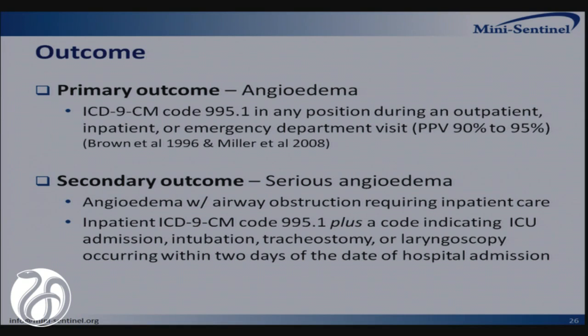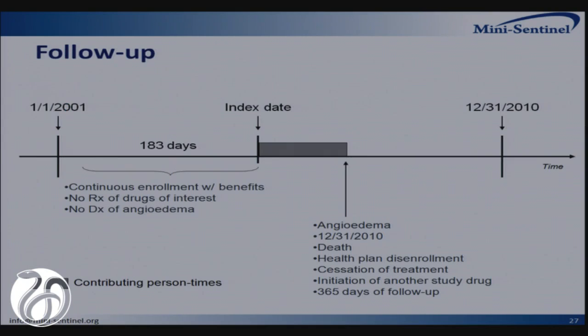The primary outcome is angioedema, which turns out is a condition for which a coded diagnosis in a claims file has a very high positive predictive value. For this condition, it's not necessary to do chart reviews. And the secondary outcome is serious angioedema, airway obstruction, hospitalization. You can see the additional criteria here.